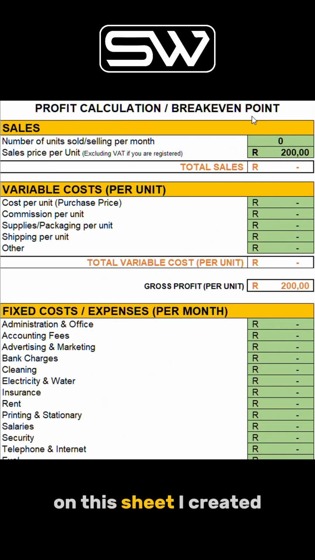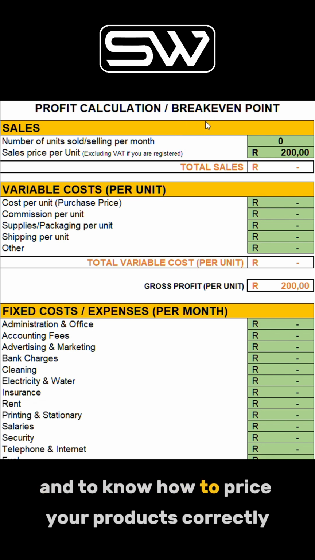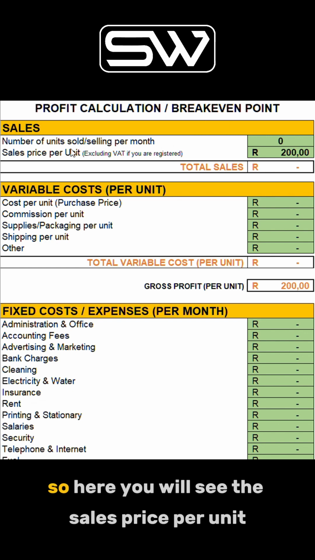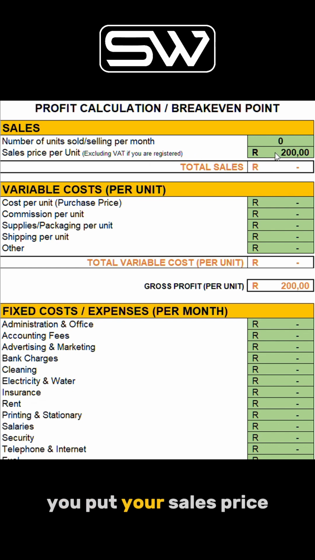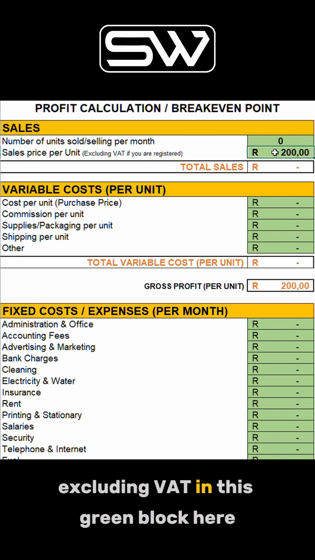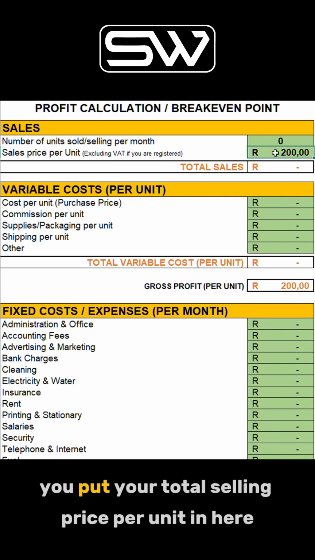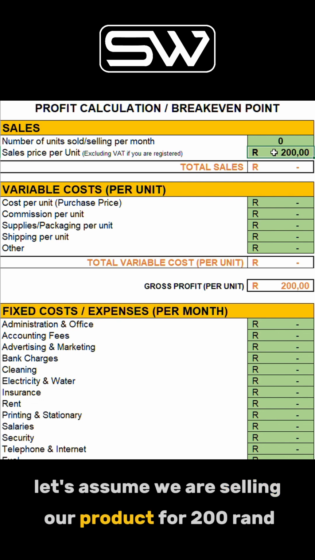Okay, so the sheet I created is to calculate the profit of your product and to know how to price your products correctly to make a profit at the end of the day. So you will see the sales price per unit. If you are VAT registered, you put your sales price excluding VAT in this green block here. But if you are not VAT registered, you put your total selling price per unit in here. So let's assume we are selling our product for 200 Rand.